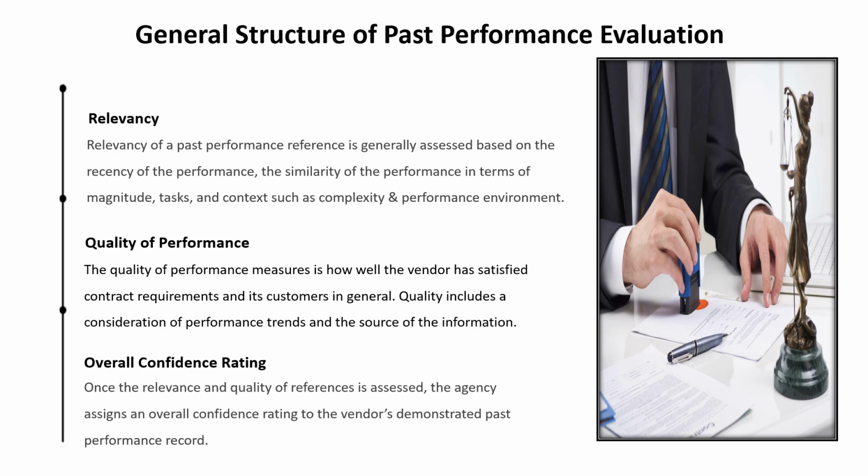The next part of the evaluation is the evaluation of quality. Quality assesses how well the vendor has satisfied requirements and its customers in general. Quality also considers performance trends and the source of the information. Once the agency has evaluated the relevance and quality of all references, the agency considers the meaning of the references in the aggregate and assigns an overall confidence rating. The confidence rating expresses the agency's level of trust in the vendor's ability to deliver on their promises or otherwise successfully perform agency requirements.